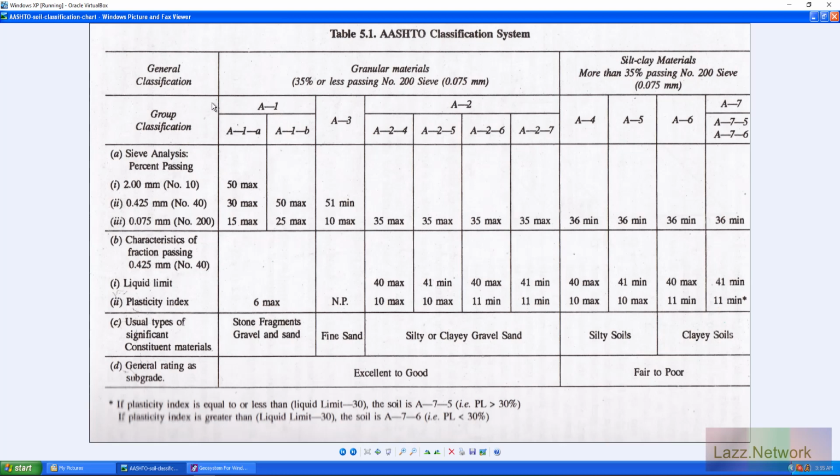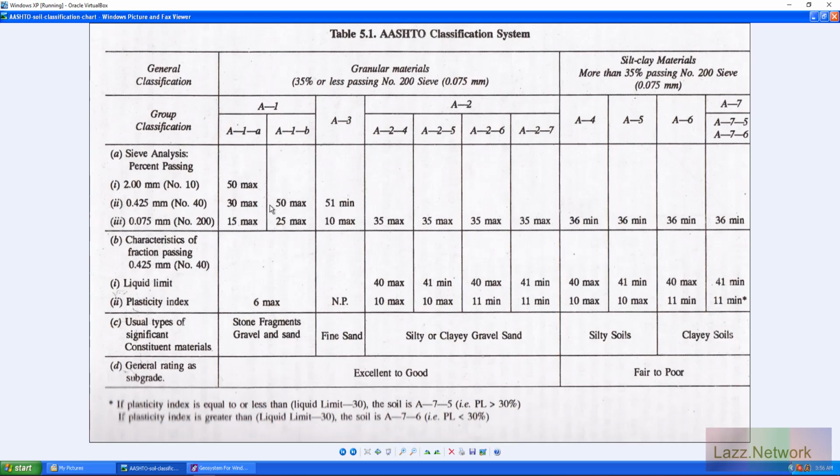So if we look into our A1 group, we have requirements for this to be within these groups, as you can see. If we check out our A1A group, for our number 10 sieve, we have to have 50% passing maximum. For our number 40, we have to have 30% maximum passing, and then for our number 200, it has to be 15% maximum passing for that to be part of the A1A group from our sieve analysis.